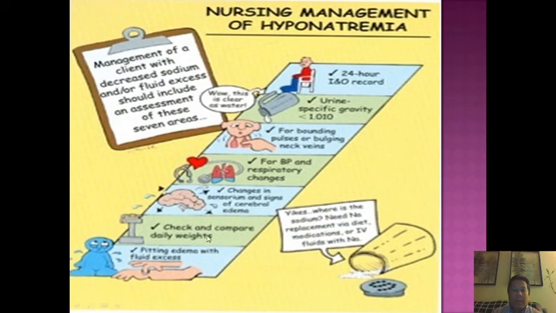So check and compare daily weights. Again, the daily weight is the most accurate way of assessing the body fluid, or whether the patient is maintaining good body fluids. The intake and output record will just be secondary. Watch for pitting edema, because pitting edema usually suggests retention of body fluids that may be associated with dilutional hyponatremia.